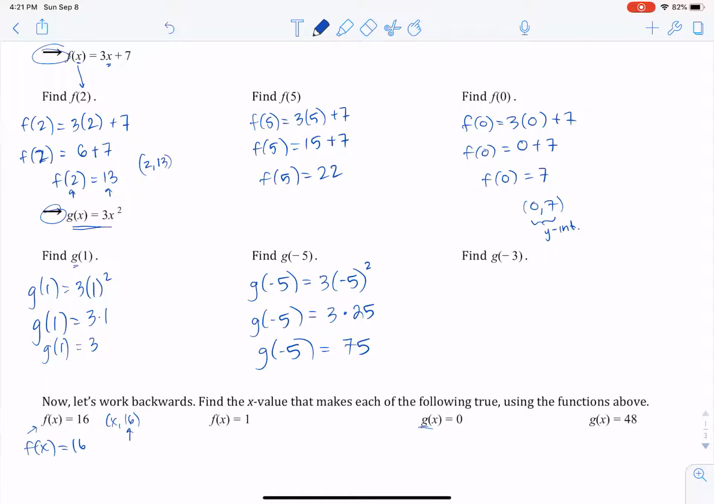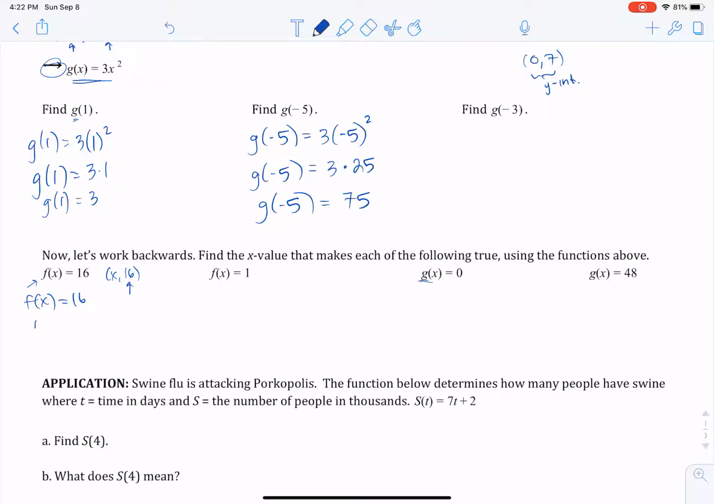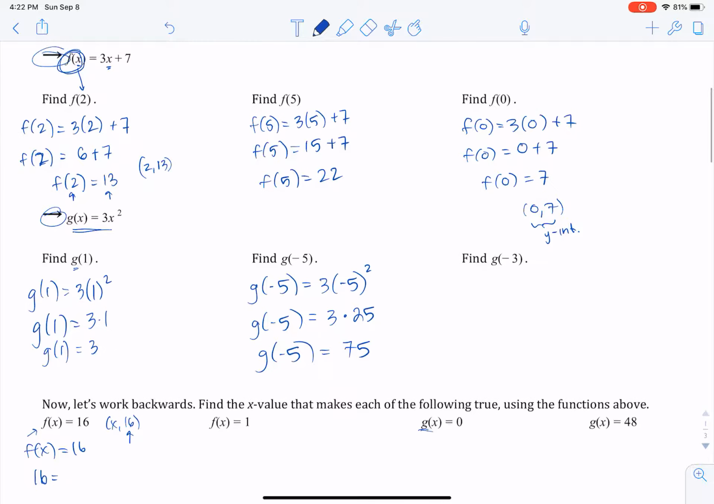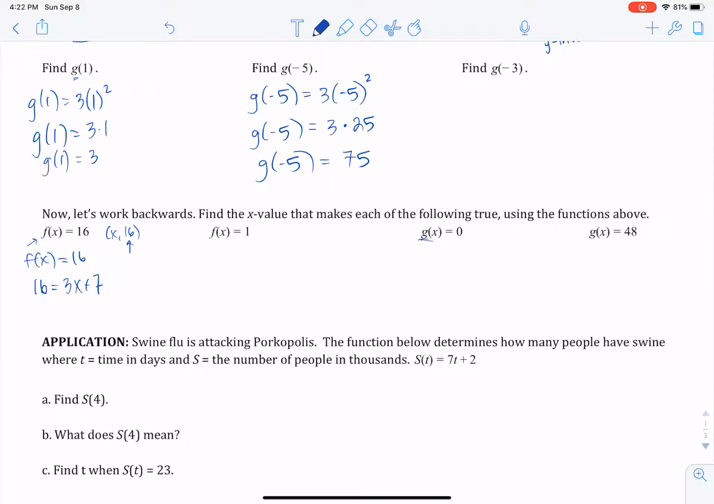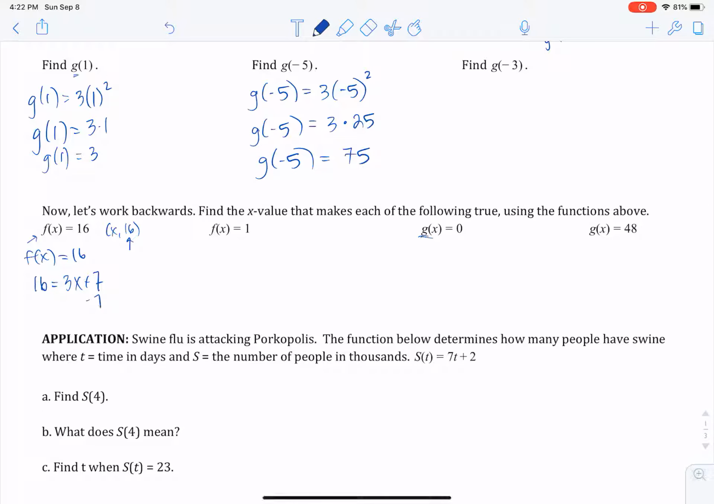So I can go ahead and substitute in 16 for f of x. So 16 is equal to, and my f of x function is 3x plus 7. Now I can go ahead and solve by subtracting 7 from both sides. And here I'll get that 9 is equal to 3x, so x is equal to 3. Or I can say that f of 3 is equal to 16.